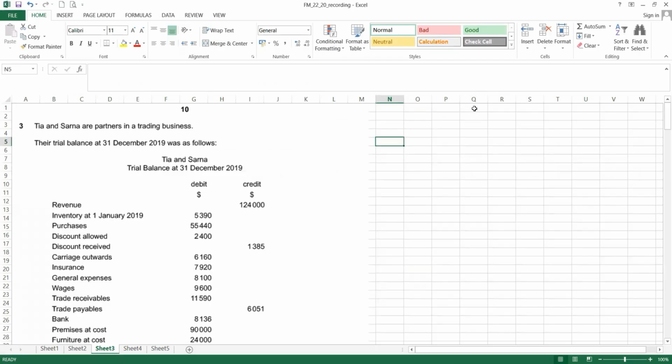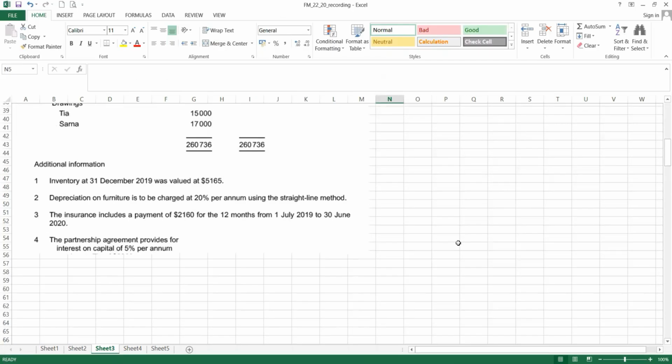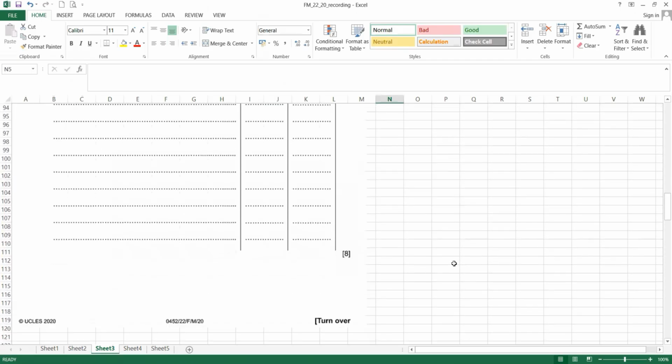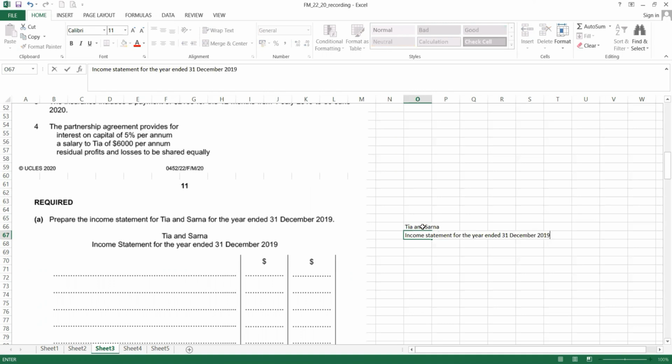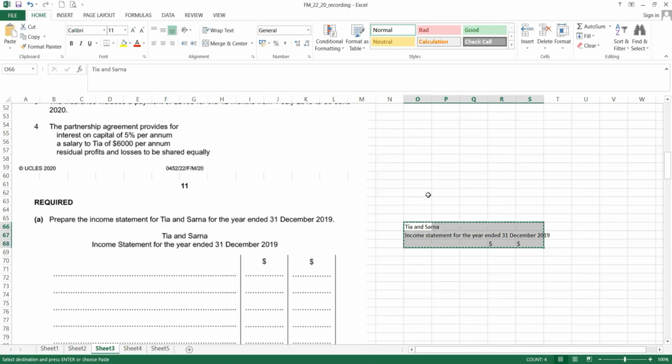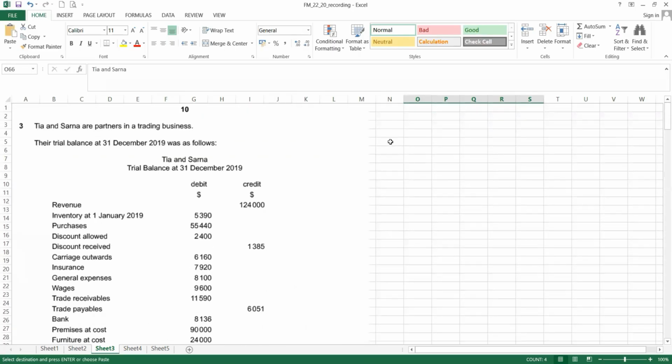We put in the Tia. Let's see. See what the financial year is first. Need to check. Tia and Sana. Okay, income statement for the year ended 31st December 2019. Okay, two columns. Let's put them here side by side, easier for us to do.